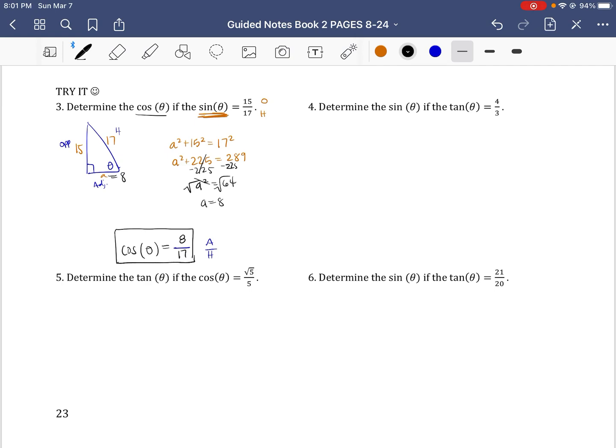Now, once you have all the sides of the triangle, you could find all of them, right? It gave us the sine. We could find the tangent if we wanted to, all of those. All right, let's look at one more, the number 5.